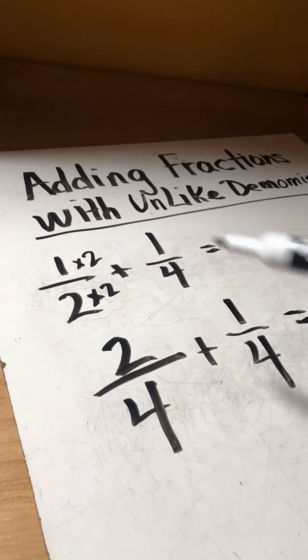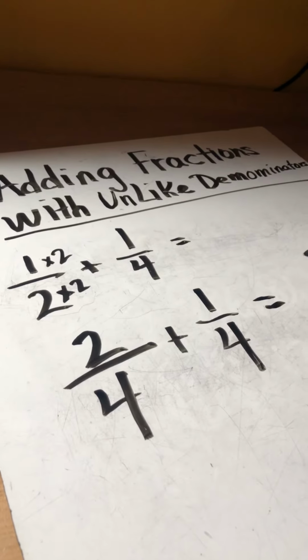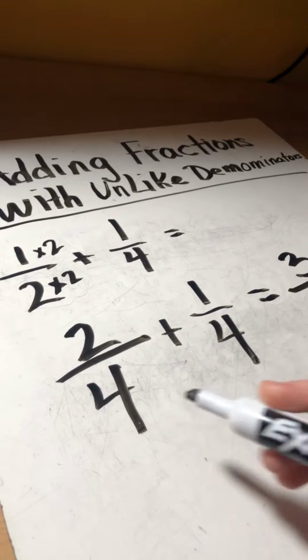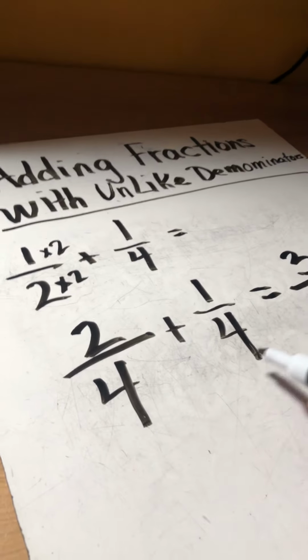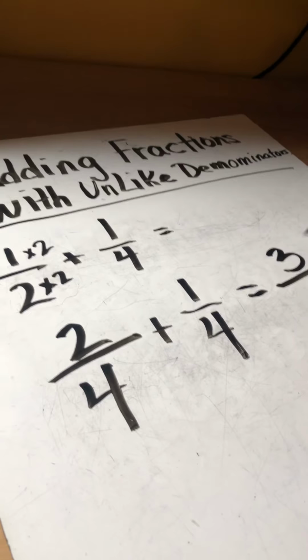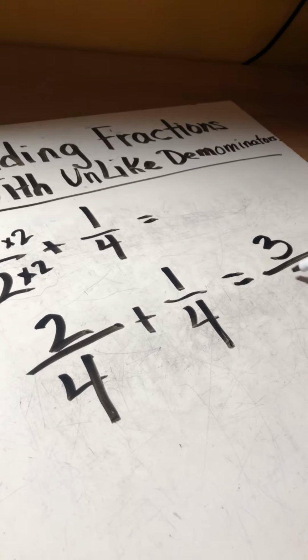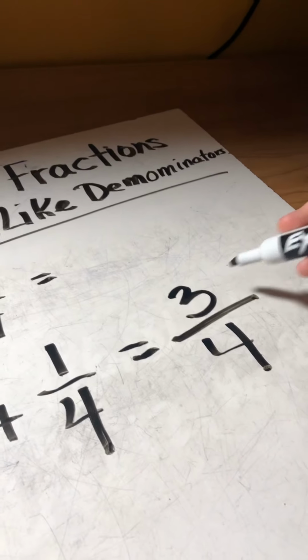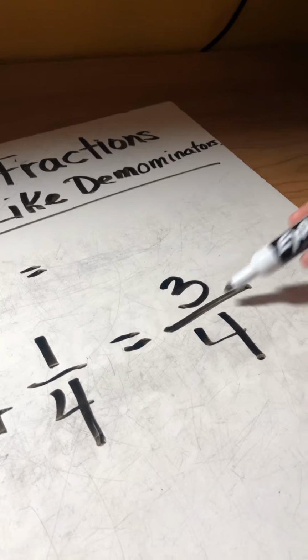So we're going to take the top. 2 plus 1 equals 3. And remember, when we're adding, we don't change the bottom. We just keep it the same and bring it over. All right, so like before, we always must have a simplified fraction.